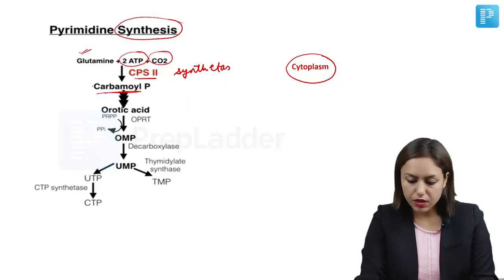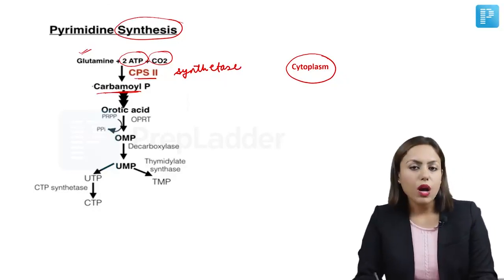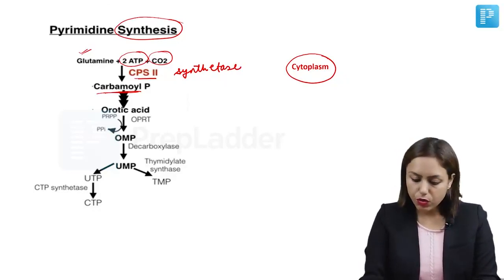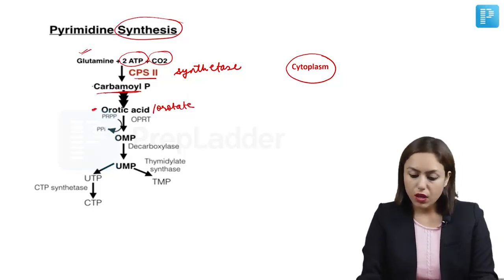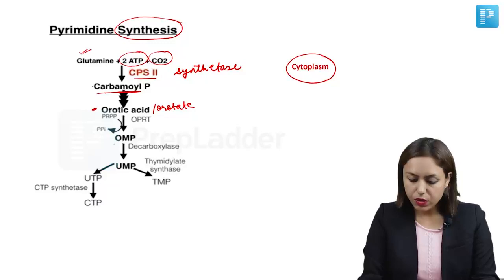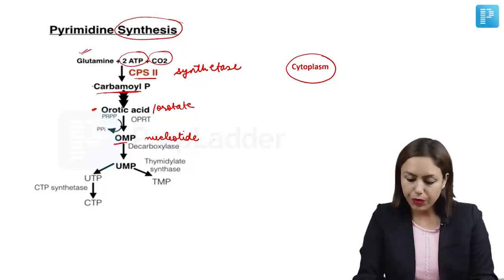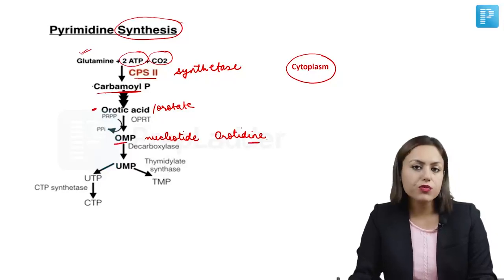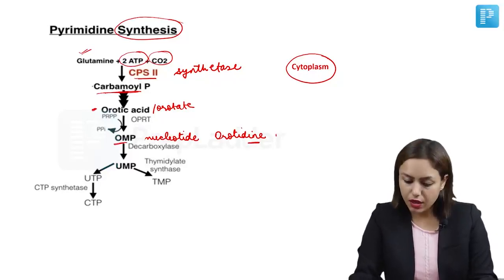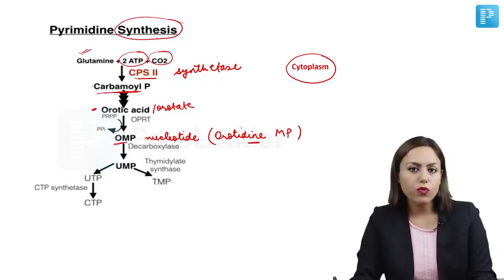CPS1 is in urea cycle. Now carbamoyl phosphate will be converted to orotic acid or orotate. Now orotic acid will be converted to OMP, which is a nucleotide. So what will be the full form of OMP? Orotidine, because for pyrimidines we write -idine in the end, orotidine monophosphate.